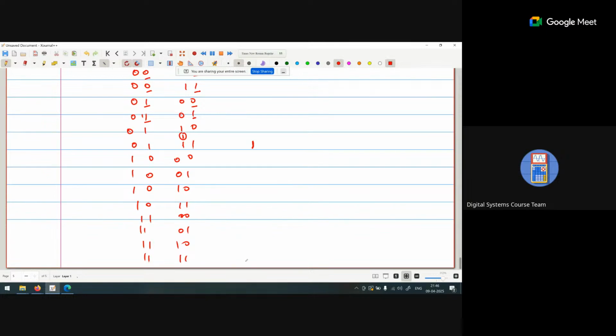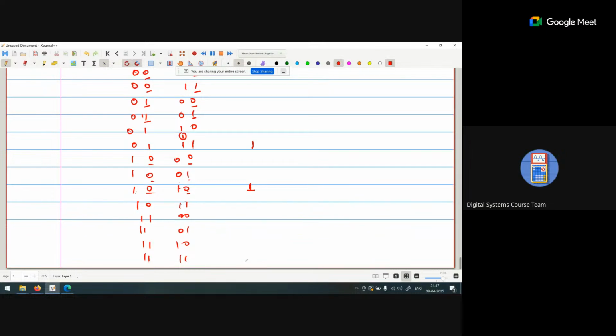Okay, LSB will be added initially. If carry is generated, it will be added to the MSB. Now here 1 and 1: LSB is 0 0, so no carry forward, but MSB is 1 1, so carry out is generated.